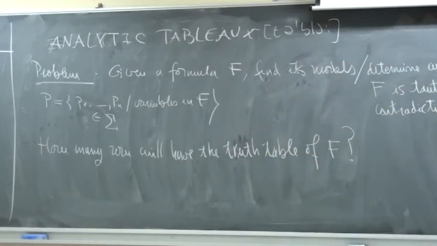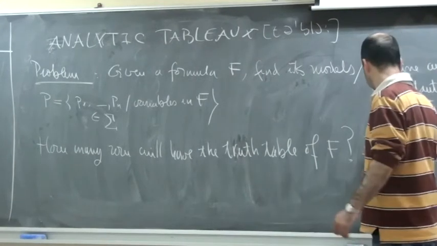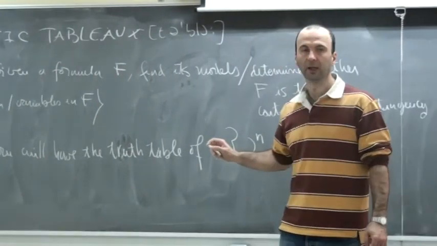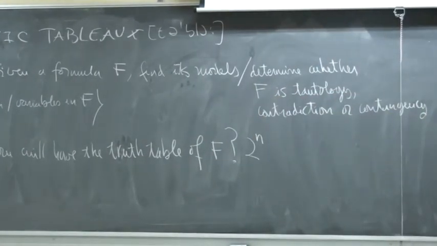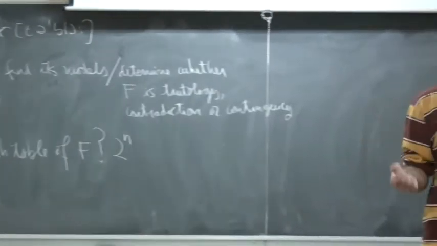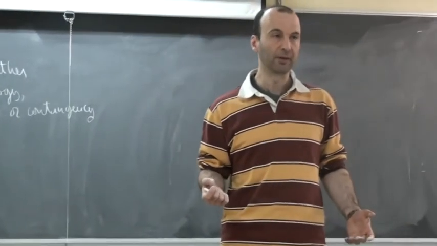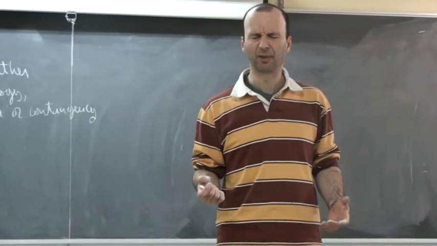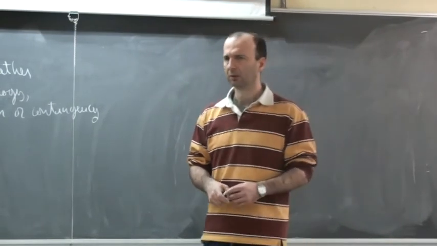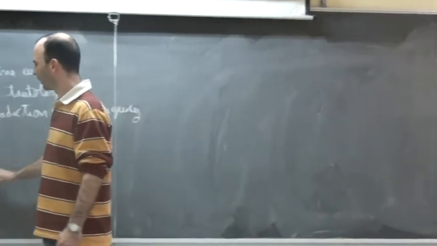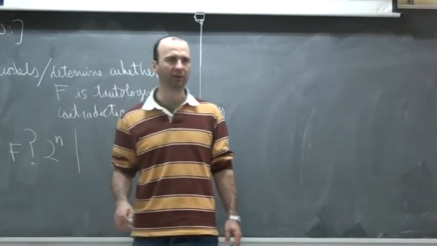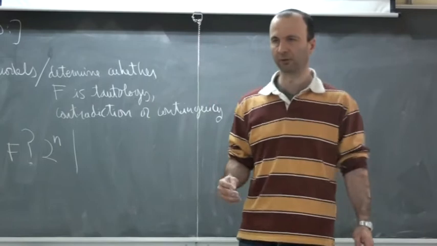Question. 2 to the n, right? Suppose I have a normal application, you may have 10 or more variables. 2 to the 10th is 1024. Right? So it's a lot. This is not practical at all. It's really brute force.